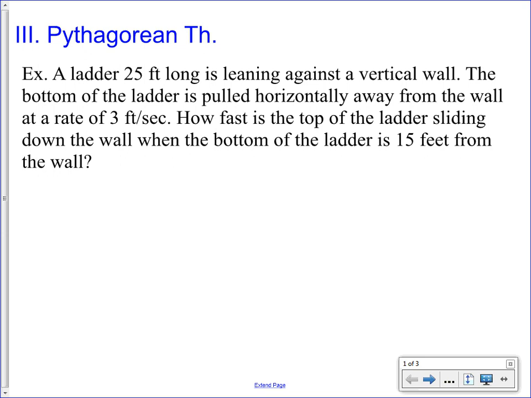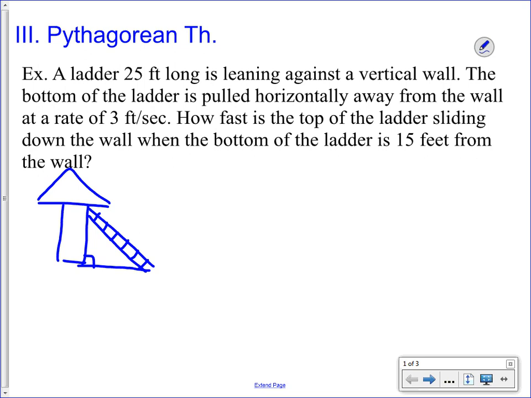A ladder 25 feet long is leaning against a vertical wall. So let's draw that. Let's say we have a house, and we have this ladder leaning against the house. It makes a right triangle. Now, the length of the ladder is not changing, okay?